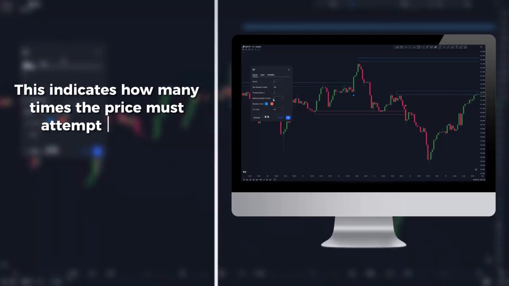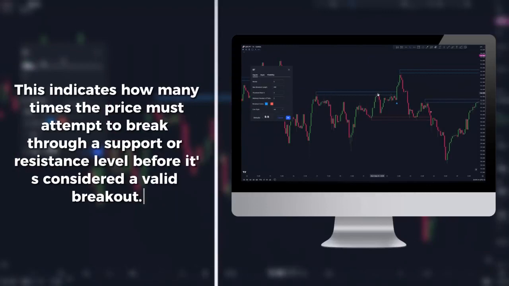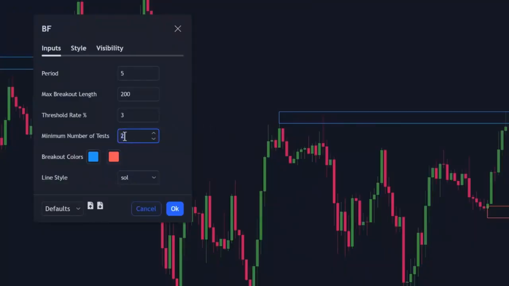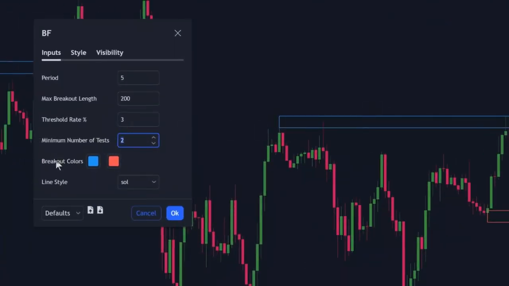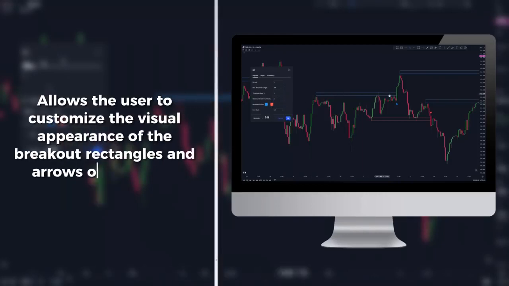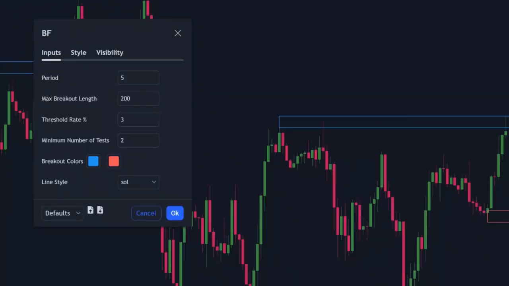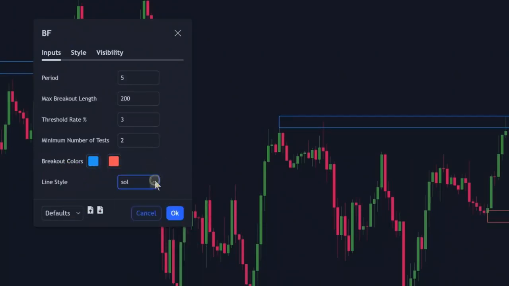Minimum number of tests. This indicates how many times the price must attempt to break through a support or resistance level before it's considered a valid breakout. So for example, if set to 2, the price should have tried to breach the resistance level at least twice before a breakout is confirmed. Coloring and line style options. This allows the user to customize the visual appearance of the breakout rectangles and arrows on the chart. And then here we can change the colors and the line style of the support and resistance levels. For the strategy we're going to showcase in this video, we're going to reduce the maximum breakout length to 100.